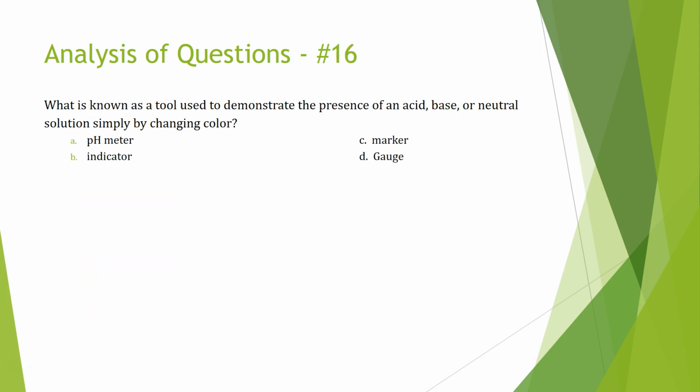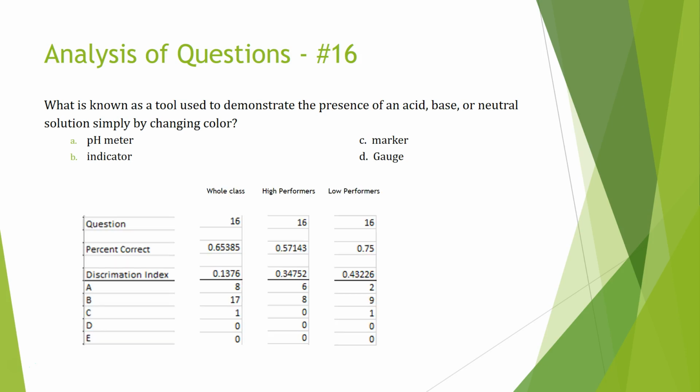I picked this question, number 16, based on the data, because what I saw is that my low performers actually did better, 75% compared to the 57% for my high performers. And so I wanted to see what might have been the case. My high performers that got it wrong picked A, which was a pH meter. And so I think what threw them off is this word tool.